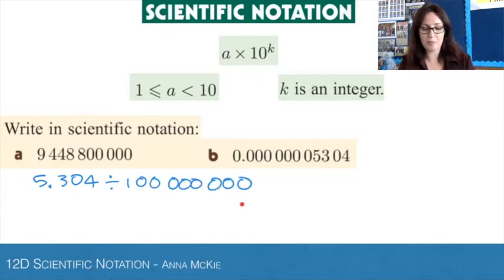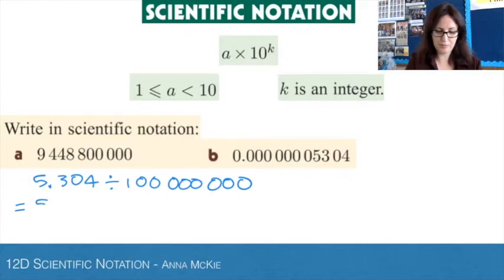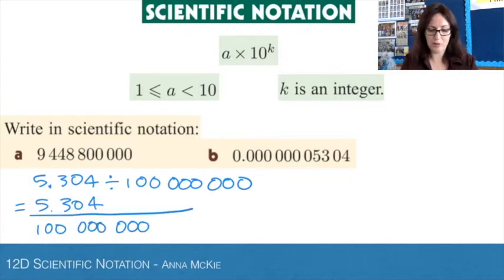It would be 8 zeros by my count, because let's think about that. Here's the decimal here. If we jump it in 3, then 6, 7, 8 places to get between the 5 and the 3. And so it's a divide. That's also therefore equivalent to, let's write it in fraction form. So there it is in fraction form.